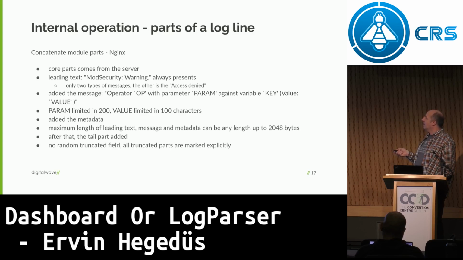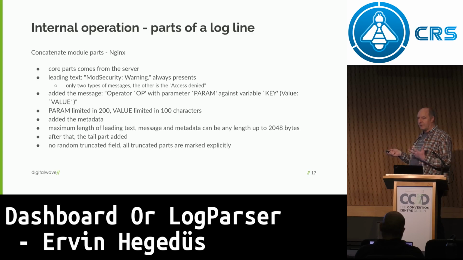In the case of libsecurity3, there are only 2 types of messages. In the case of Apache, there are many types of messages. And the message in the case of Nginx has a very strict format. As I said, the added message is the operator, which is the operator the rule used, with the parameter being a constant string. Then there is the param, which is the parameter against the operator, and this is the variable key and the variable value.